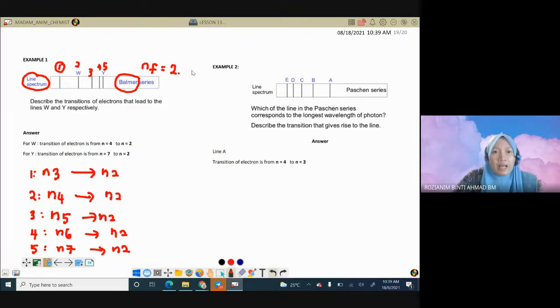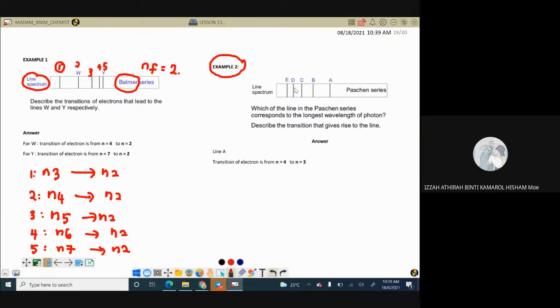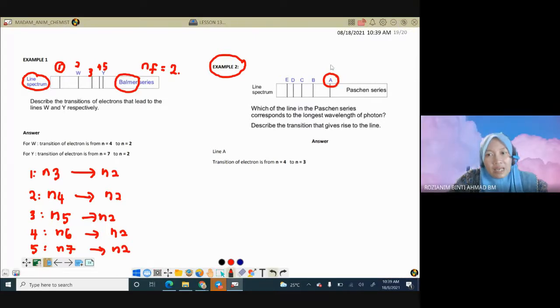Okay, if you look at example number 2. Is our first line the letter E? Which is our first line, A or E? Izzah, example number 2 now. Which is our first line? Yes, correct, A. When it is A, this is our first line.